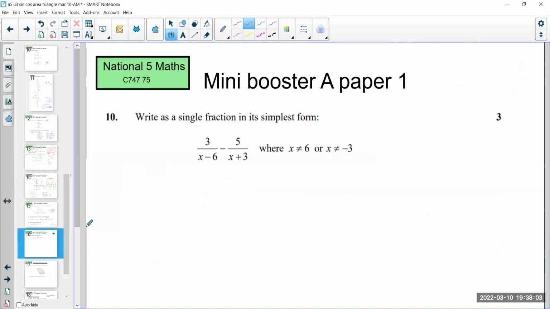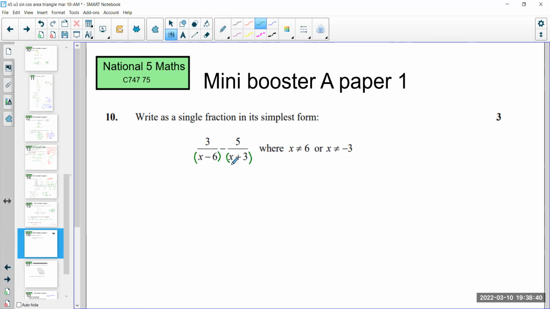Just 2 questions to go. Write as a single fraction in its simplest form, this. Okay, so how do we get the marks for this? Some people would tell me, oh, I use cross and smile, but to get your first mark, you need to have a common denominator. How do we find a common denominator? When you get a type of question like this with a minus or a plus in between, go with this.